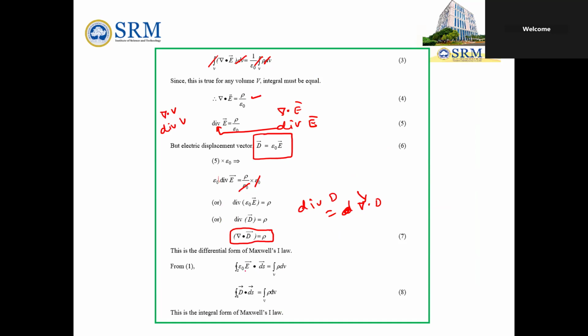Epsilon naught E means D, denoted by capital D, you know very well this part. Therefore, the closed surface integral of D dot ds is equal to the volume integral of rho dV. This is the Maxwell third equation. Any doubt on your side?